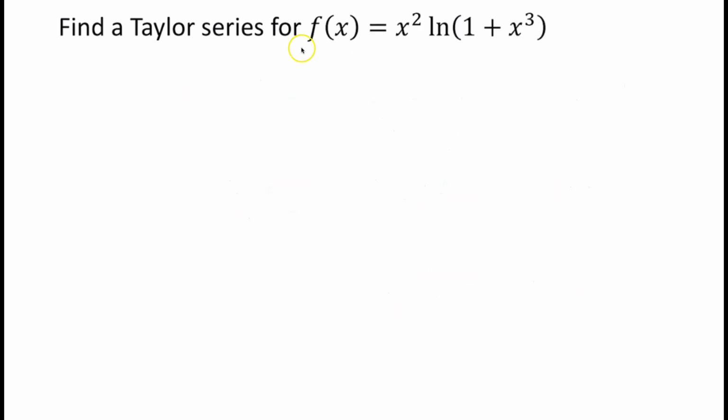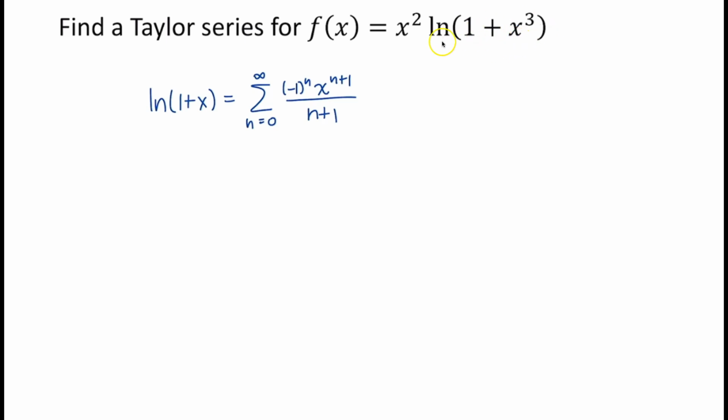Now let's find a Taylor series for f of x equals x squared times natural log of 1 plus x cubed. All right, so let's start with what we know from our important Taylor series. We know that the natural log of 1 plus x is equal to the sum of n equals 0 to infinity of negative 1 to the n, x to the n plus 1 over n plus 1.